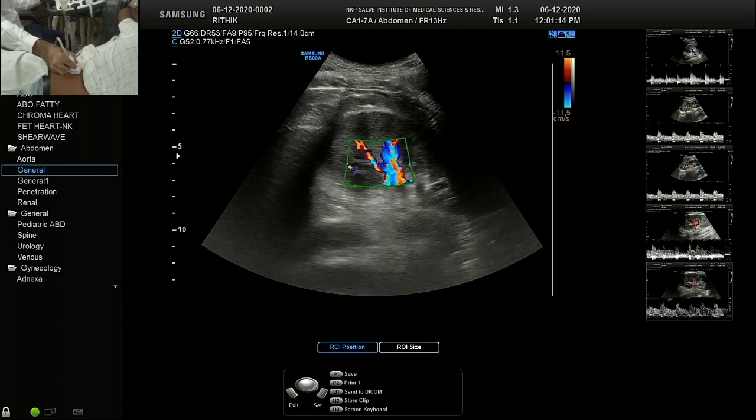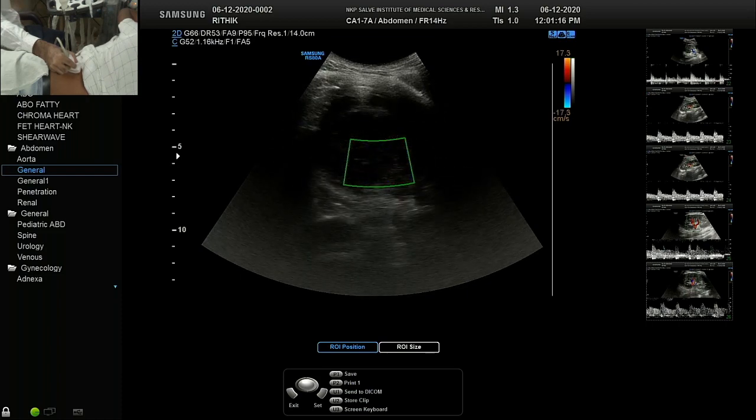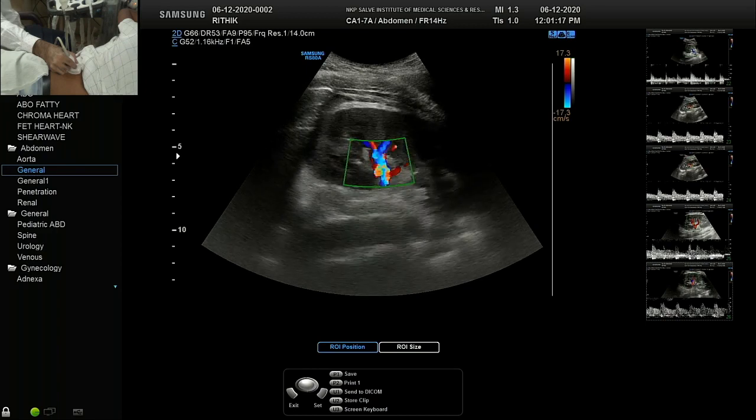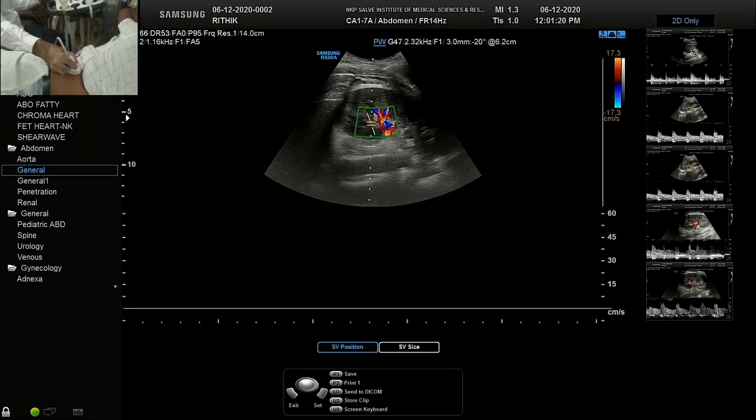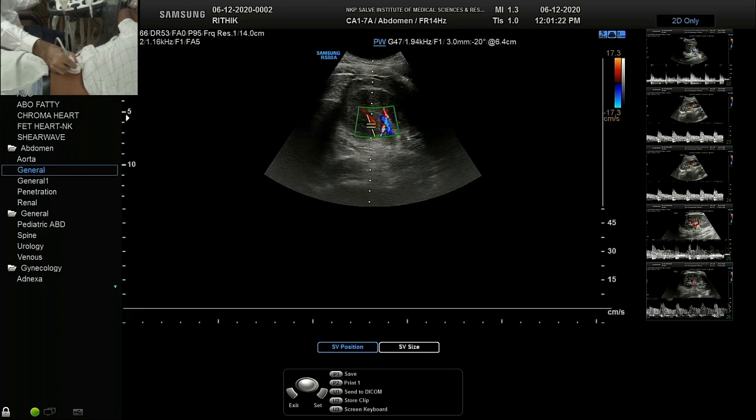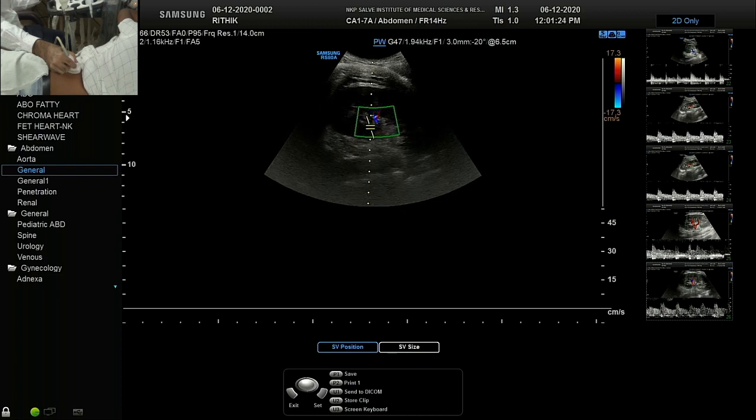We know which vessel we want to sample, so accordingly we plan. We put spectrum, we check whether the angle is correct or not. Now we ask him to hold breath again.